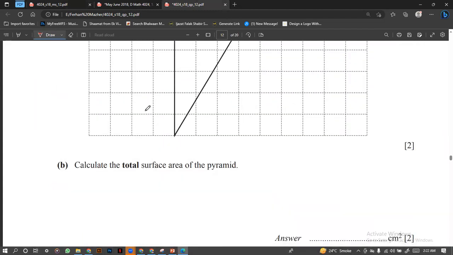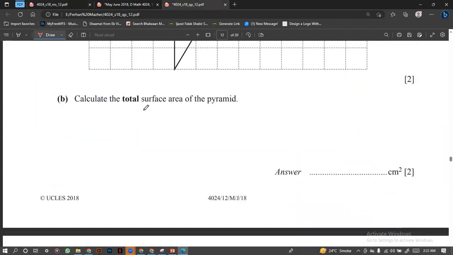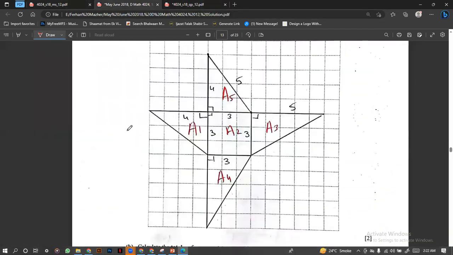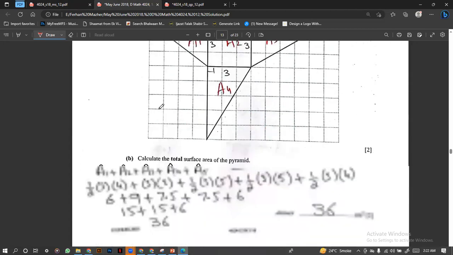Okay. Now, the question is calculate the total surface area of the pyramid. So if you want to find out the total surface area of this pyramid, you have to find out the area of the base and area of the 4 triangles. So A1 plus A2 plus A3 plus A4 plus A5.